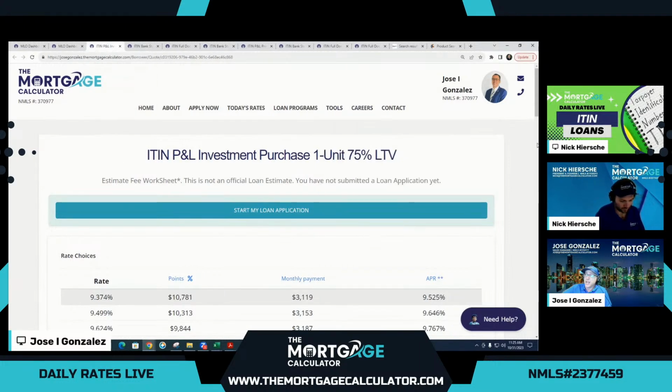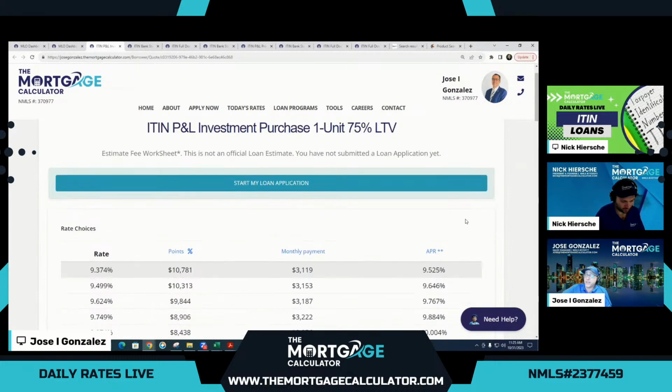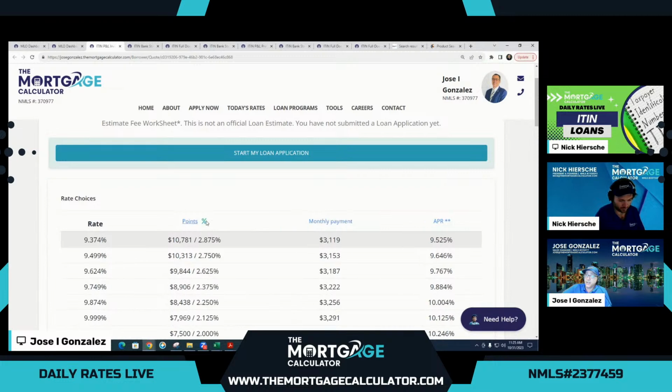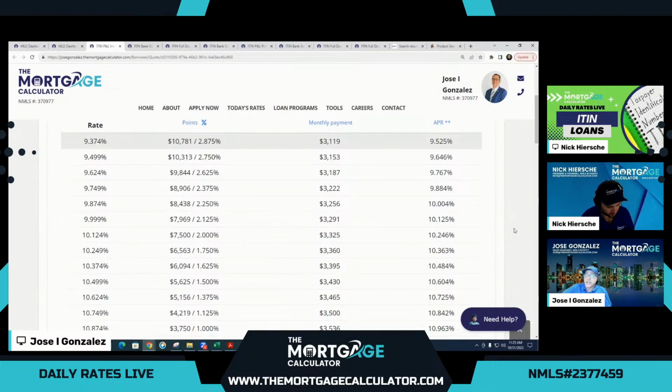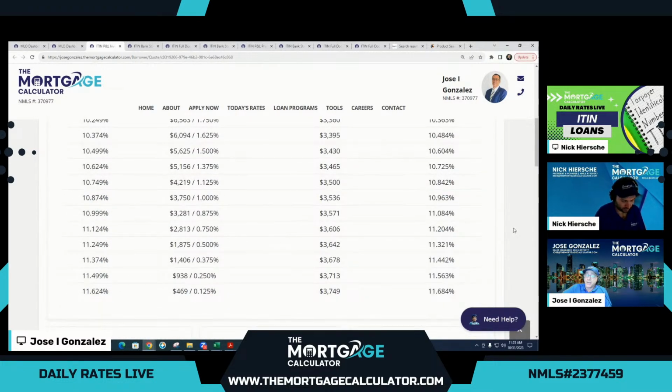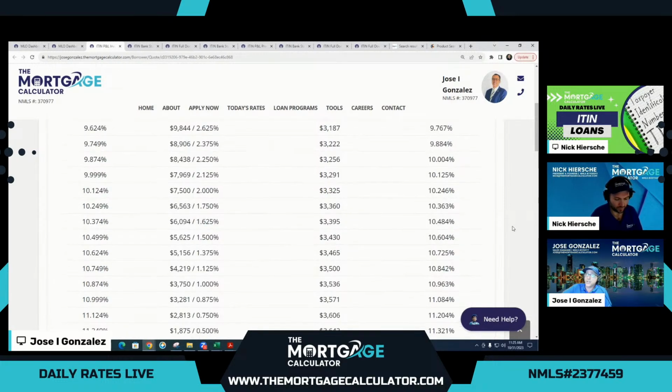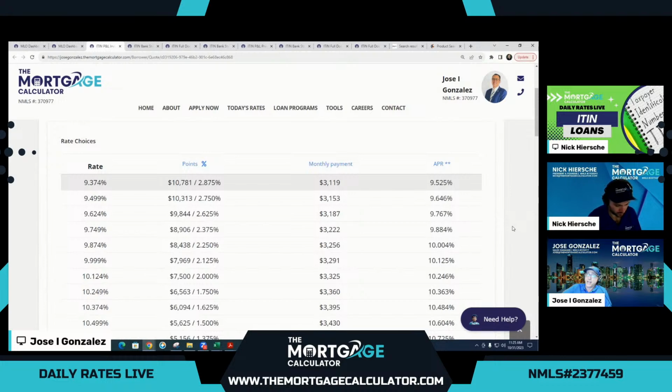And here, last but not least, our ITIN P&L investment purchase for a one unit, 75% LTV. And we do have 11.624 is our lowest cost option. And we can buy that down to 9.374%.